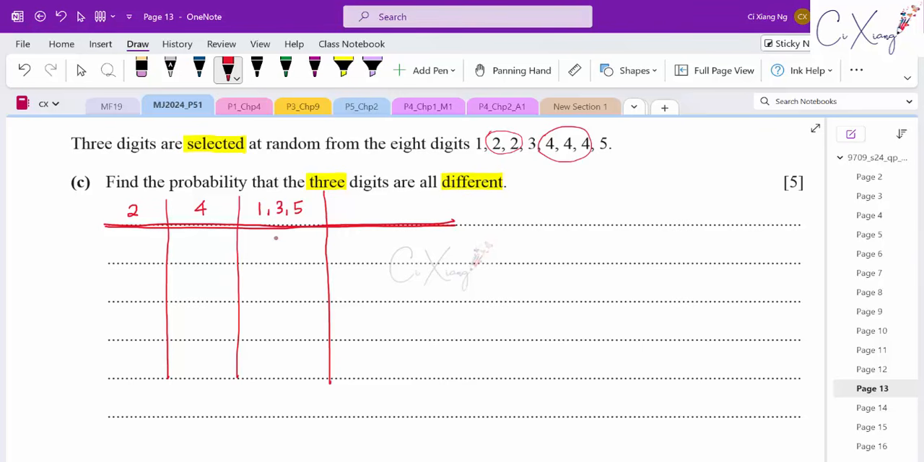Okay, so now we have to try to use some common sense here to set up the cases. First case, they said they want all the digits to be different. If I want all the digits to be different, that means I don't select any number from 2 or 4. I just directly get all the 3 from this group. Okay, so this is the first case. So if I get 1, 3, 5 from this group, directly all the 3 digits are different.